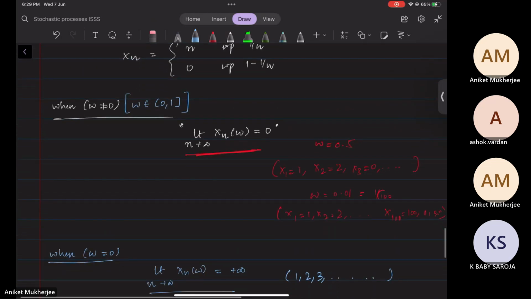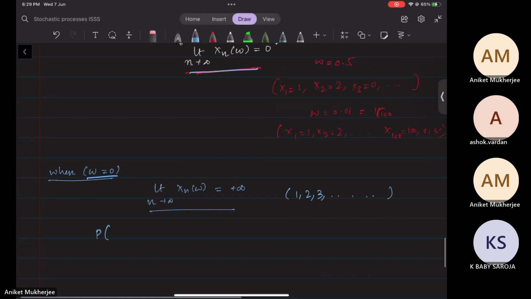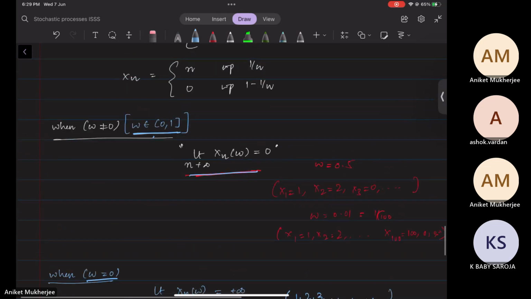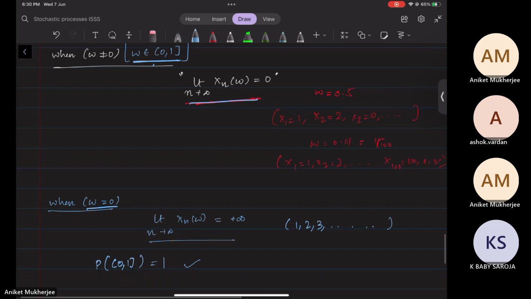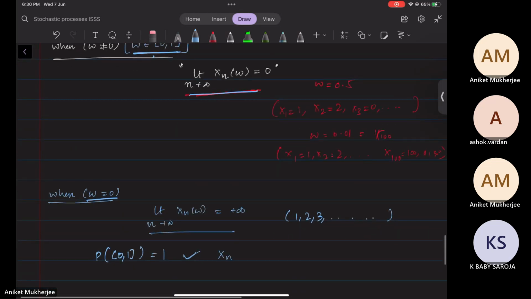Now you have the event, omega belonging to (0, 1], where the limit converges to 0, and you just need to find the probability of this event. The probability of (0, 1] is the length of the interval, which is 1. And now you have shown that Xn converges to 0 almost surely.